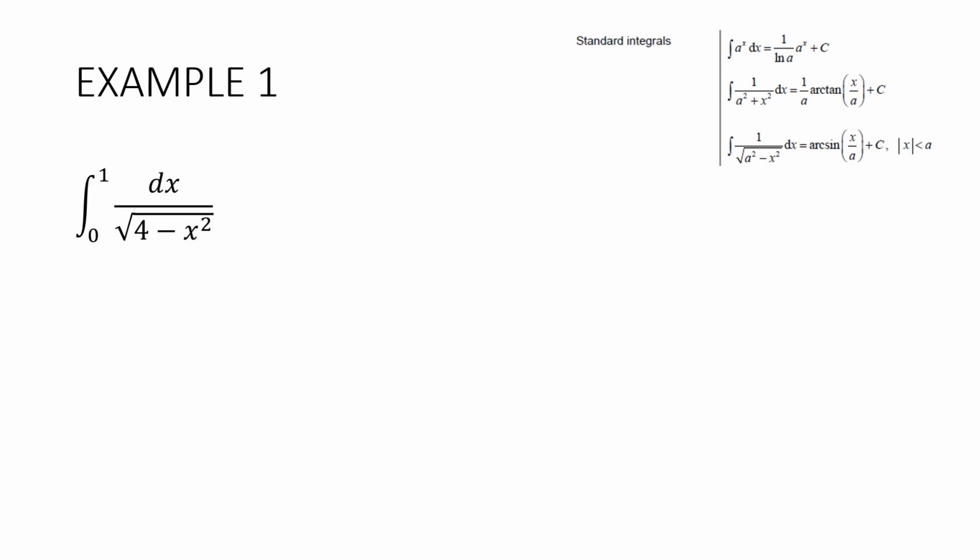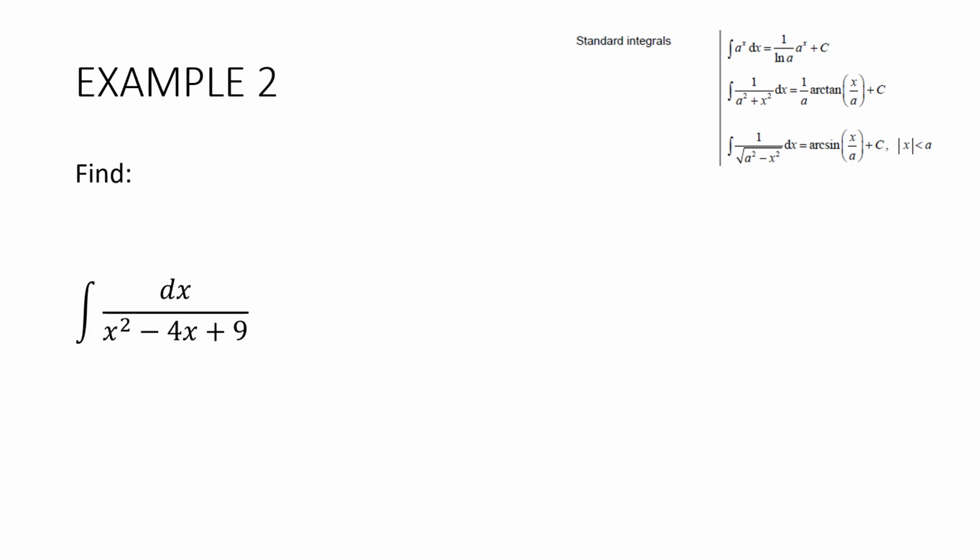Let's finish with a couple of examples. Example 1, find the integral between 0 and 1 of 1 divided by the square root of 4 minus x squared dx. All right, looking at our standard integrals, we can see that it matches arc sine, and a is going to be equal to 2. So this is equal to inverse sine of x over 2 with the limits 0 and 1. Substitute the 1 in, take away, substitute the 0 in. Inverse sine of a half is pi on 6.